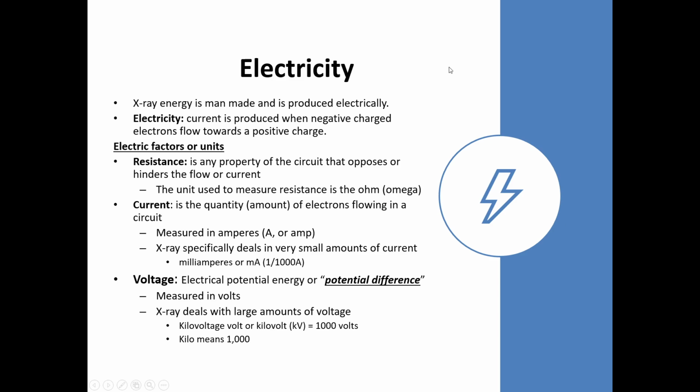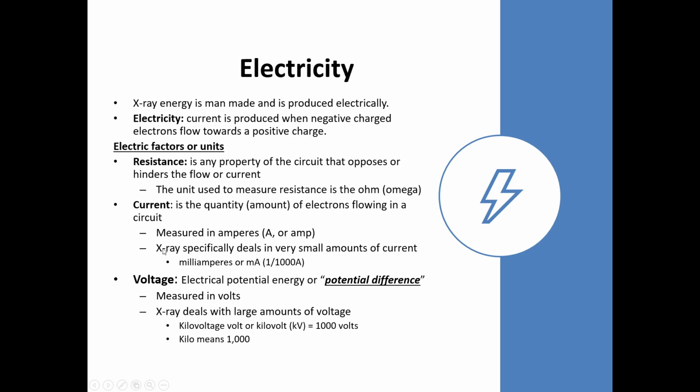It's a line up to a circle, with a line going out this way. Sorry, it doesn't show up on the screen. Not very important. Current: this is the quantity or amount of electrons flowing in a circuit. So it's how many electrons we are sending through that wire. We measure that in amperes, which is just a capital A. We'll call them amps here.